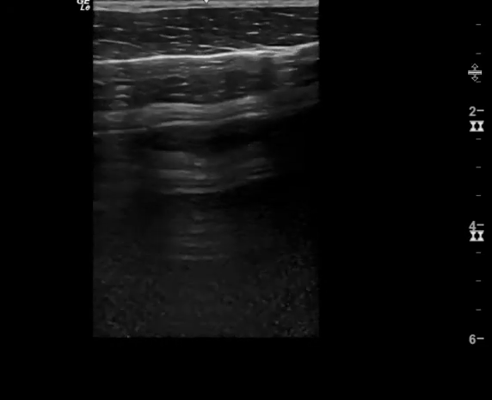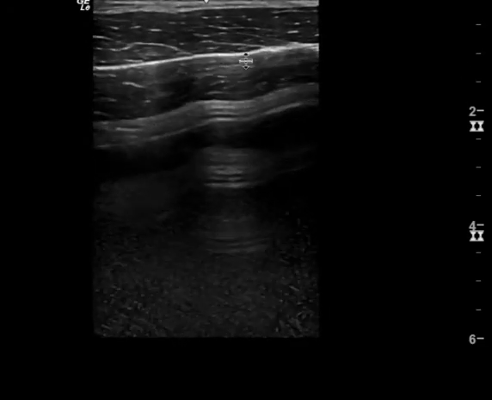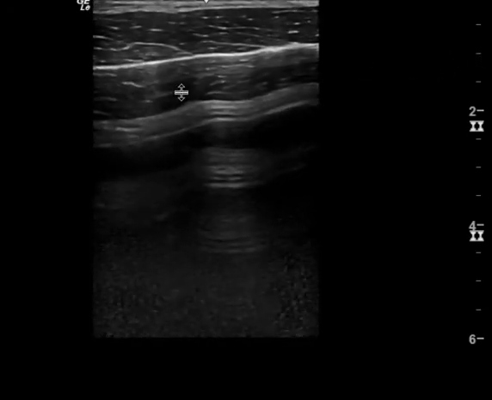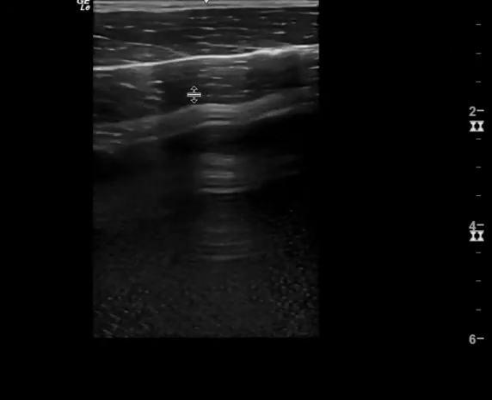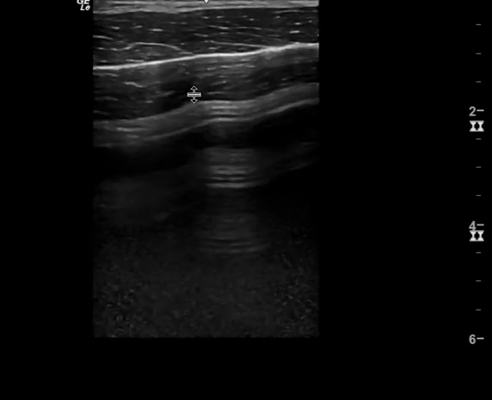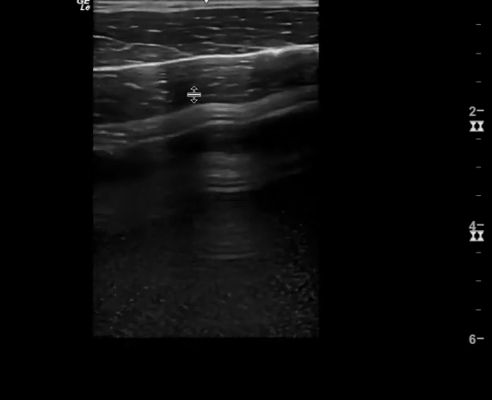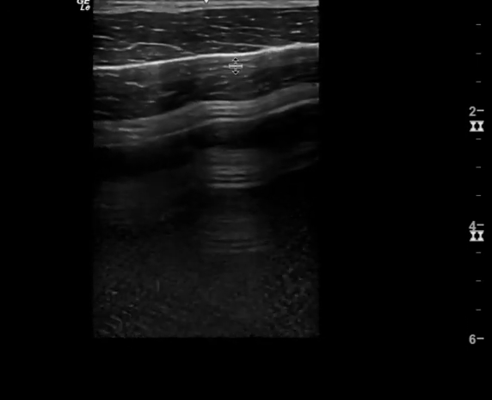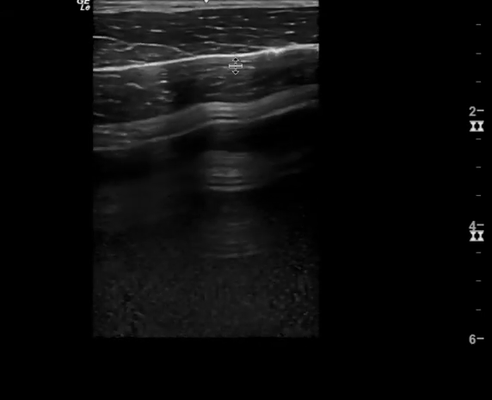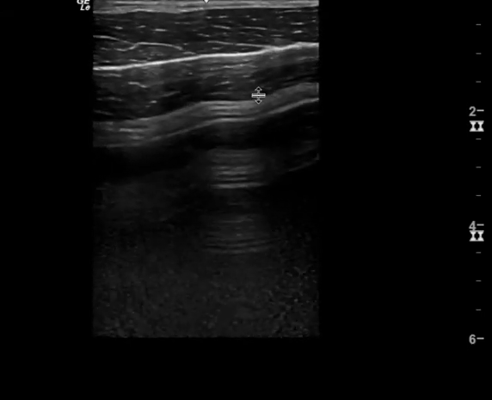On this clip, it's much higher. This hyperechoic line is about 1 centimeter deep. And so that should clue you in as to why can't I see the ribs? Why can't I see the pleura? It's because this is air, and this is what subcutaneous emphysema looks like.